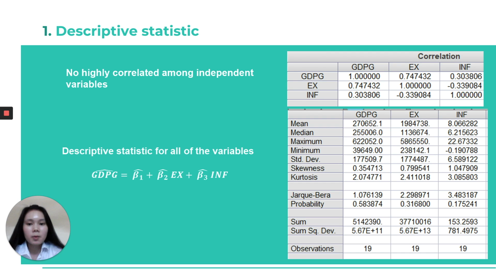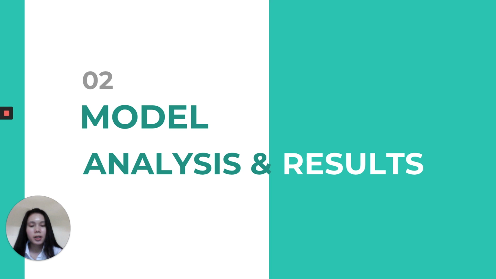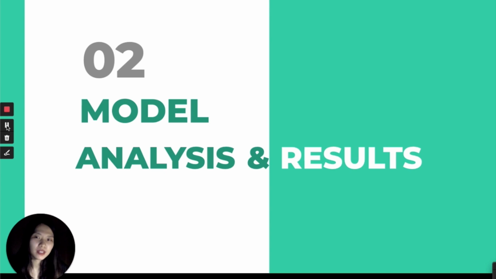It's because its mean is equal to 8.066% and it reached a peak of 22.67% in 2008 and had the smallest value, equal to minus 0.19%, in 2015. To continue, my friend will talk about the result analysis, with some tests of our project.